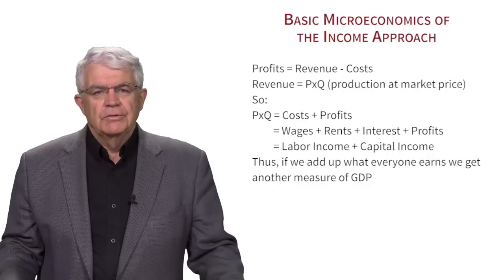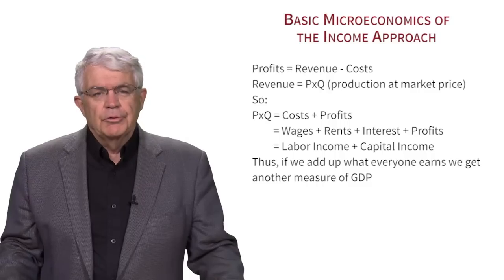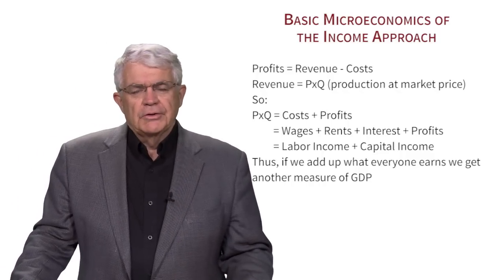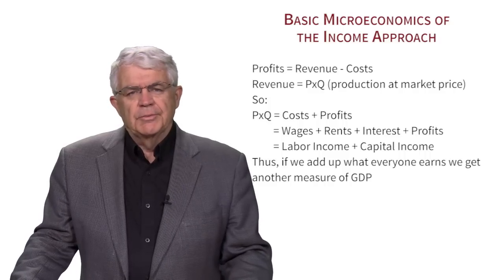So GDP, the total production in the economy, again, price times quantity, that's the production at market prices, can be obtained and determined simply by adding up all the income that's obtained by labor through working and all the income that goes to capital. That's the concept, and you can see it comes just from the basic economics.